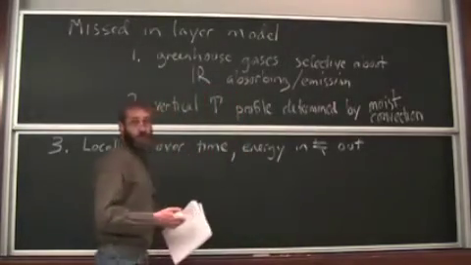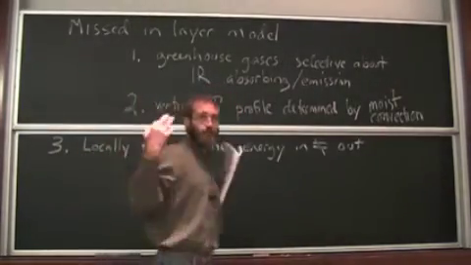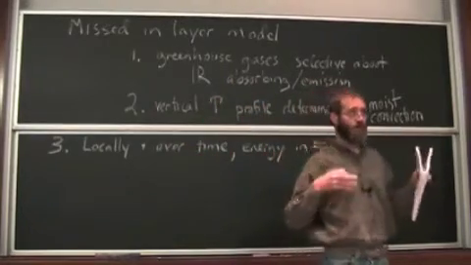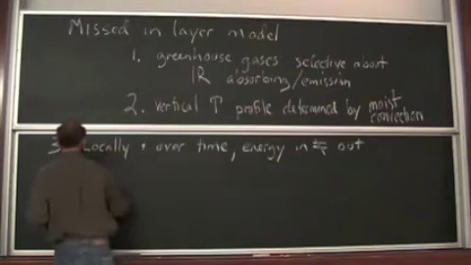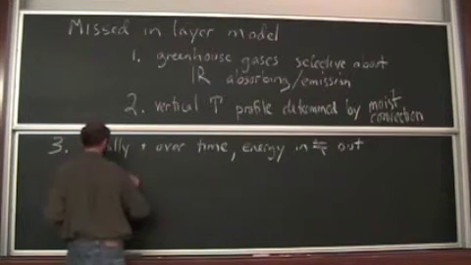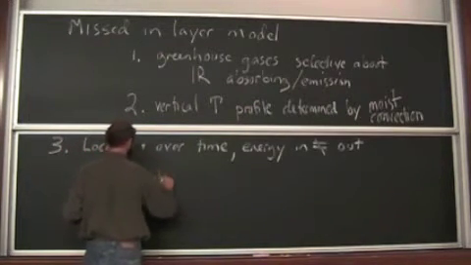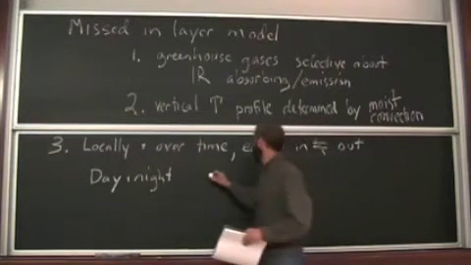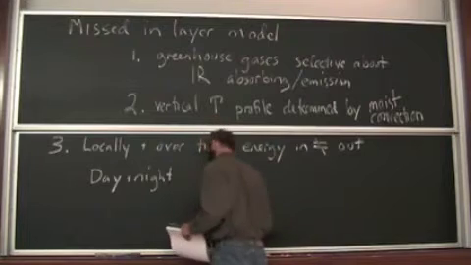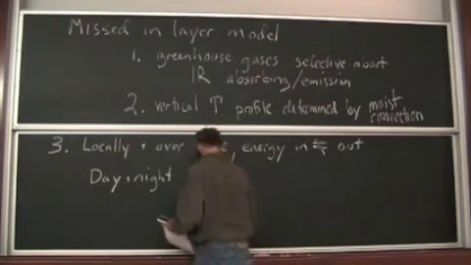So one example of how energy is not in balance is just the day and night cycle. So at nighttime, there's no energy, no sunlight at night.